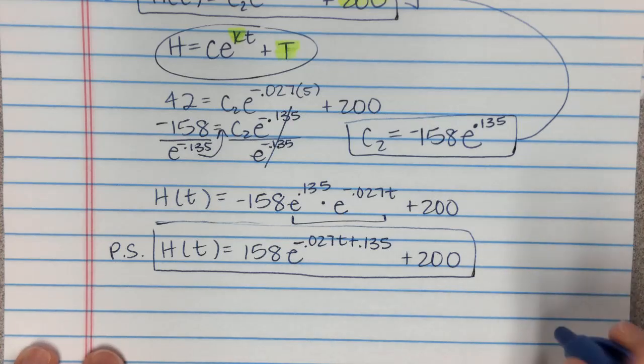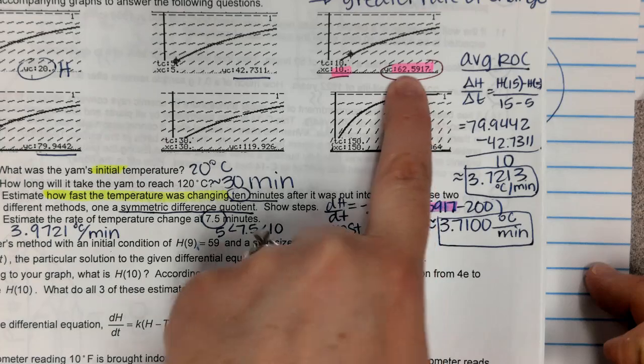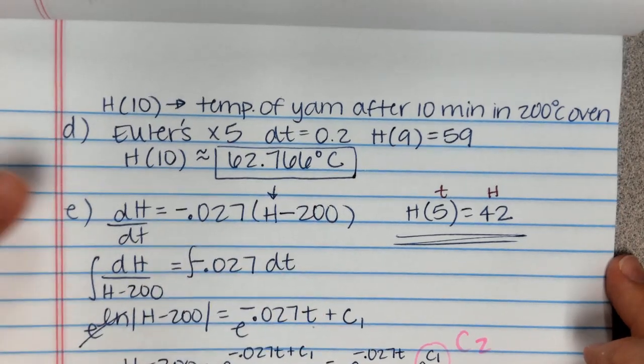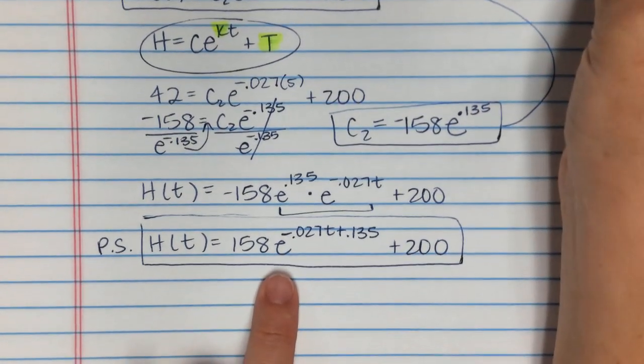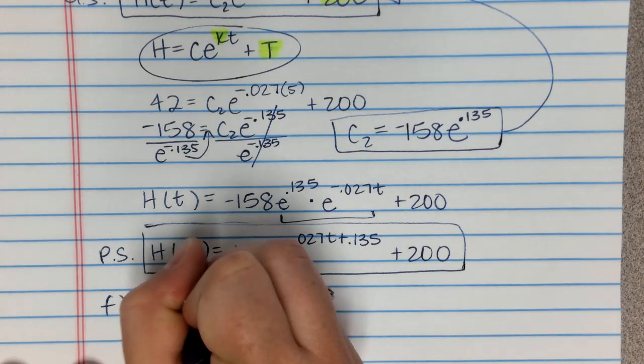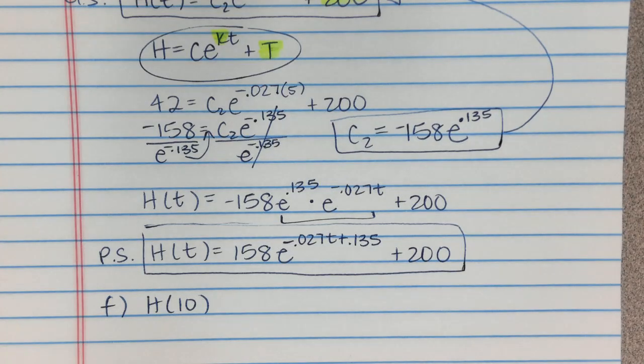We know what the temperature of the yam is at 10 minutes from this, 62.591. You didn't do it, but I did Euler's method, and I got an approximate value of 62.766. But now that we have a particular solution, now you can use this to calculate. Part F says find the temperature of the yam after 10 minutes using your particular solution. So we're using our particular solution to calculate h of 10.